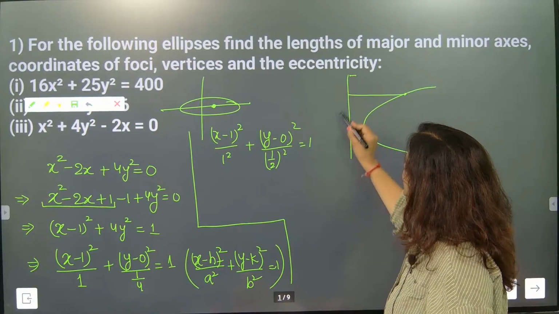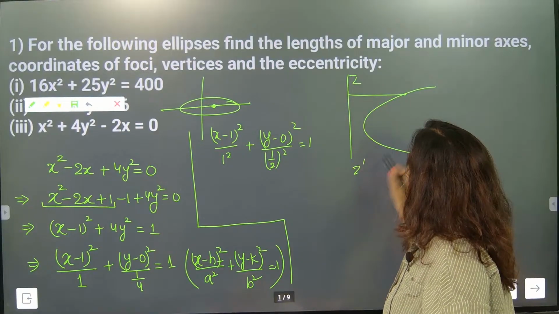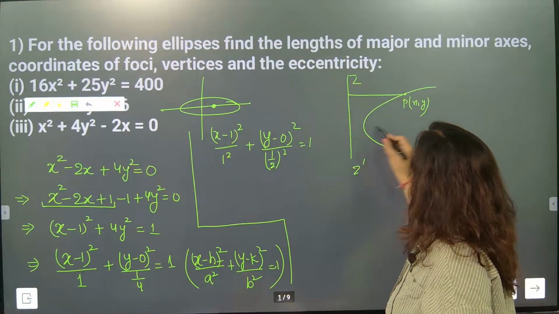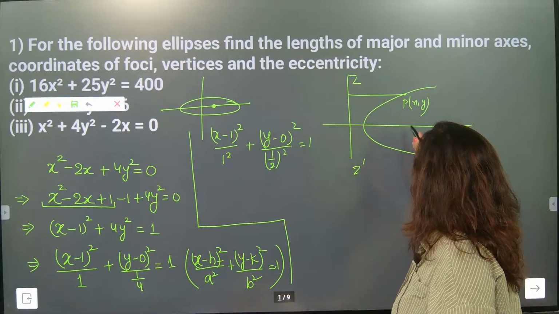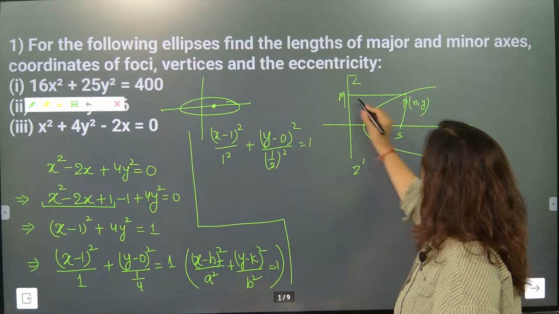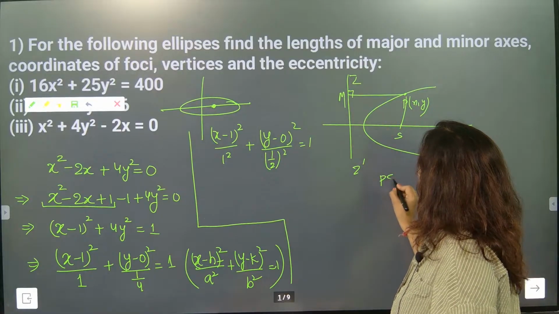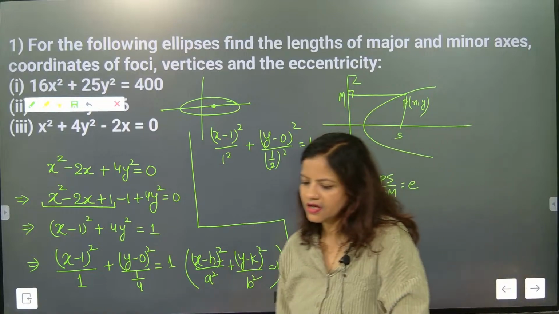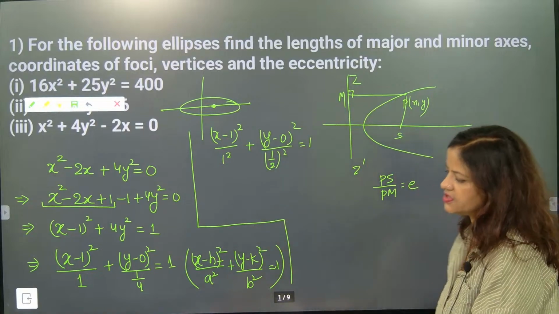We will note the line as ZZ dash, and this point will be P(x, y). Already in the previous part I taught these things. So this is the focus. PS by PM, where this distance is the perpendicular distance, is equal to eccentricity. That's it. PS by PM is equal to eccentricity.